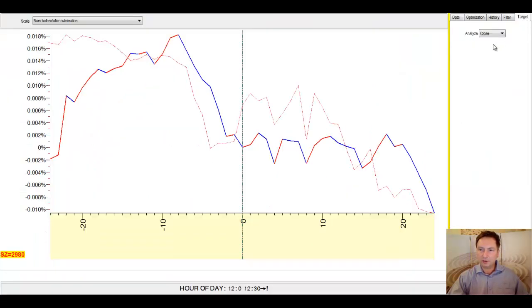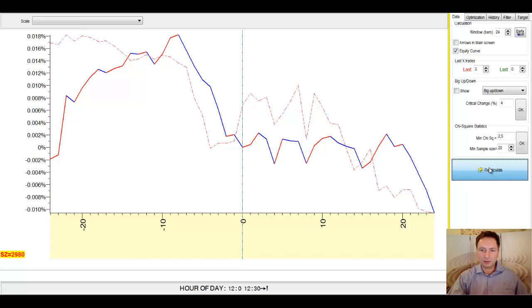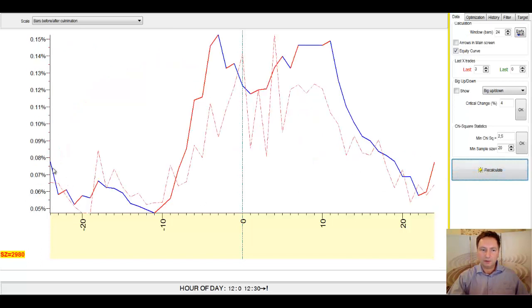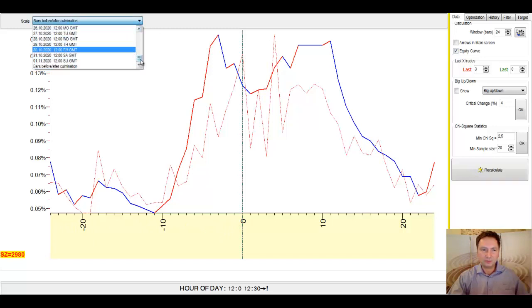Then in the target tab, we analyze through range. This is the range between the high and low of a 30-minute candle. We need to recalculate. This is the daily model of volatility based on the last 3000 days. On the horizontal axis, you can see the number of 30-minute candles before 12 o'clock. Let's replace it with hours, so it is easier to see.